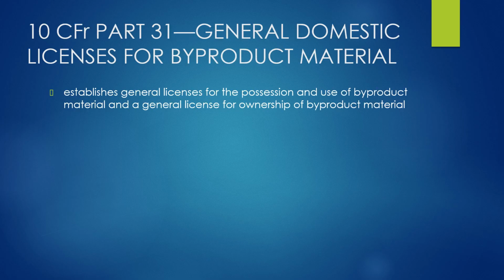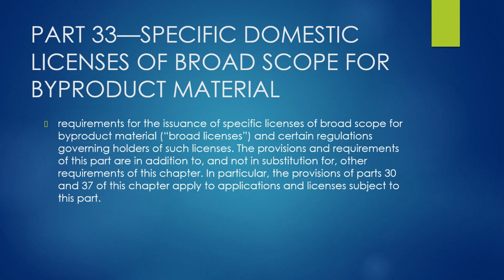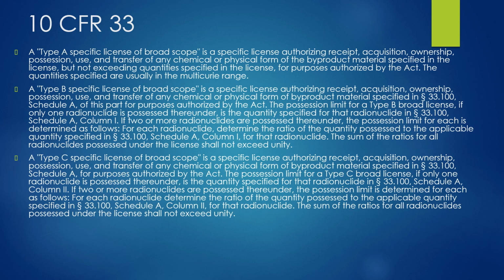10 CFR Part 31 establishes general licenses for the provision and use of byproduct material. Part 33 has specific domestic licenses for broad scope. These are the places that are really large, that do a lot of things and are usually doing research. So this is a breakdown of 10 CFR 33, where it talks about the different types of broad scope licenses. And that doesn't really apply to us a whole lot unless you're going to be at a very large institution that does a lot of stuff.